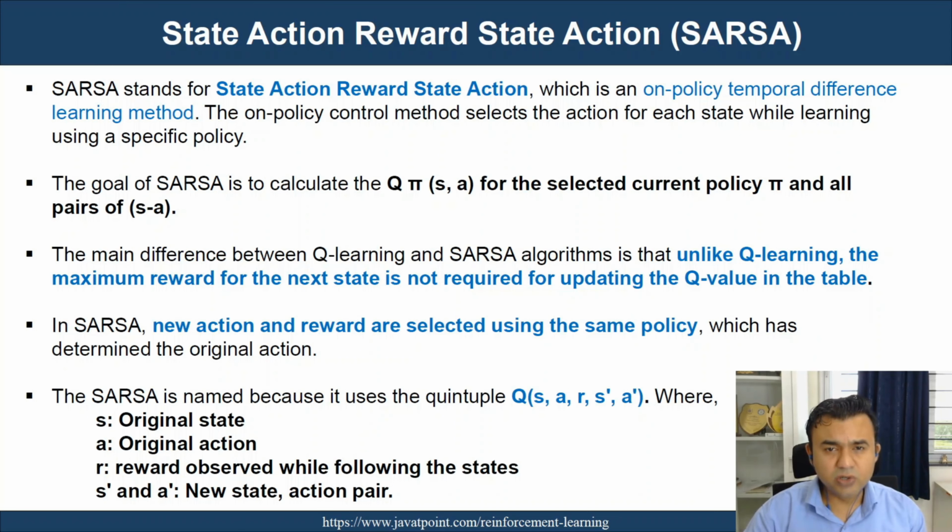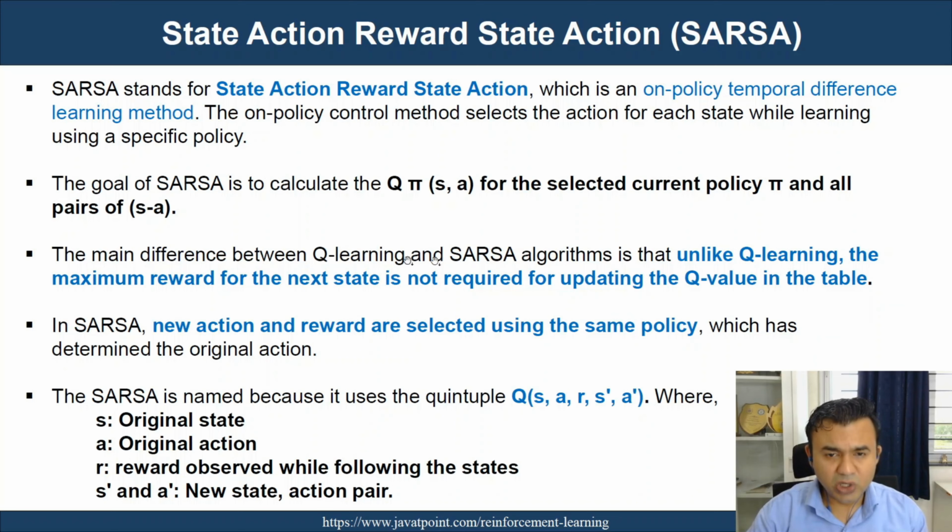The on-policy control method selects a particular action for the state while learning using a specific policy. The goal of the SARSA method is to calculate the Q values based on a particular selected policy, which you can call pi, for pairs of state and action. So let's say I have a particular policy, I took a particular action to reach a particular state, calculate the Q value, and put it in.